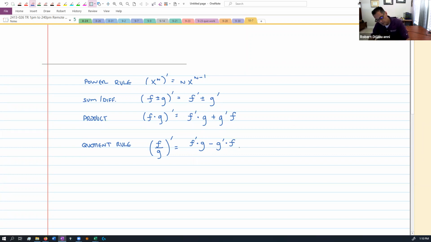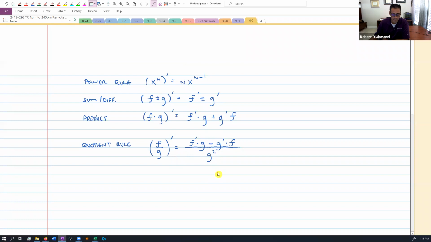But there's one more thing you have to do. You have to take the entire numerator there and divide it by g squared. Now, when I say g squared, I don't mean take the derivative of g, just take g, whatever the bottom is, and square it. All right.